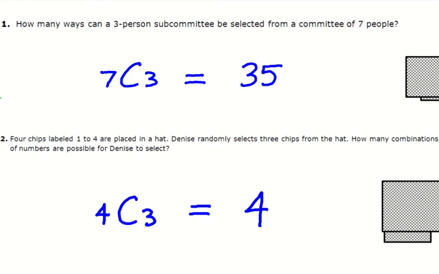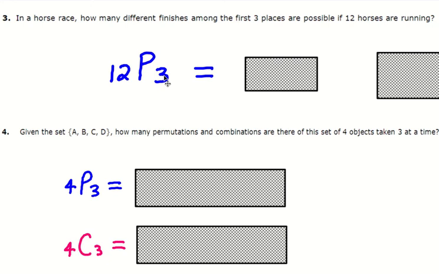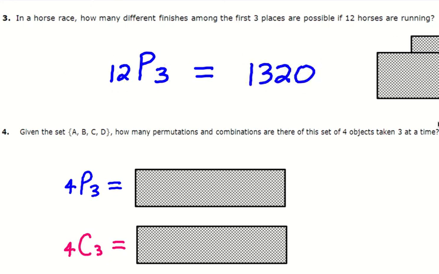and count them by hand. Number 3, in a horse race, how many different finishes? So at least you should realize that it's strongly implying that order matters. So this is like how many groups of 3 could come from a group of 12, but order matters. Bam. Number 4, okay. This is not very mysterious what they want. They're literally asking for both the number of permutations of 3 out of 4 and combinations.